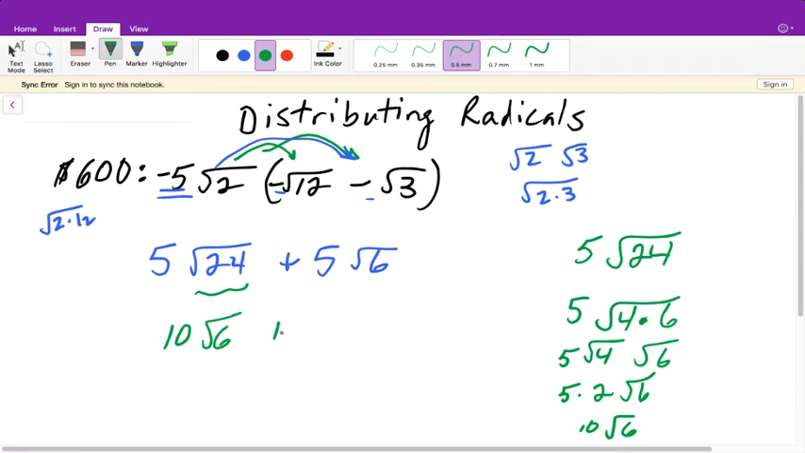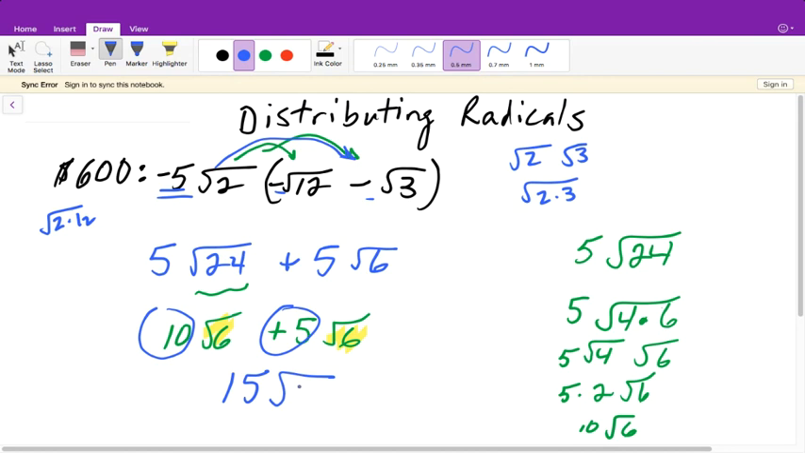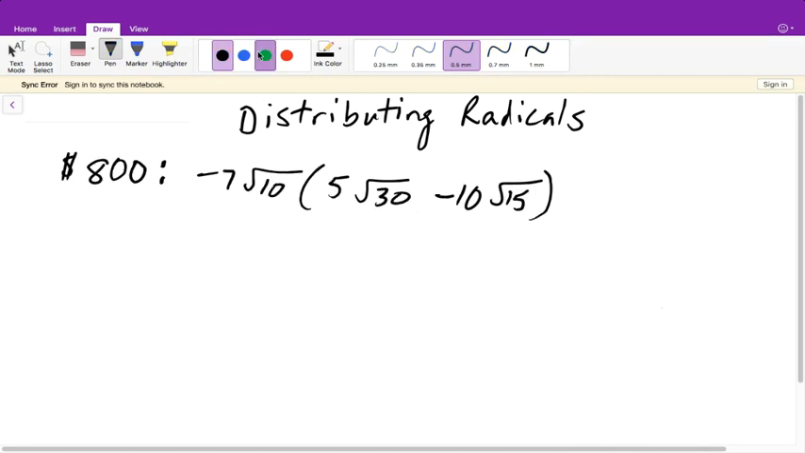All right, now we can say, are we finished? Not quite. We need to look and see, do we have any like radicals? Yes, they are exactly the same, so we can add them together. So we add the 5 and the 10, it gives me 15. So it is 15 times the square root of 6. All right, so same thing for this one. We're going to distribute it in. Now we'll multiply this negative 7 and this 5. That gives me negative 35. And then we're going to multiply what's on the inside of a radical.